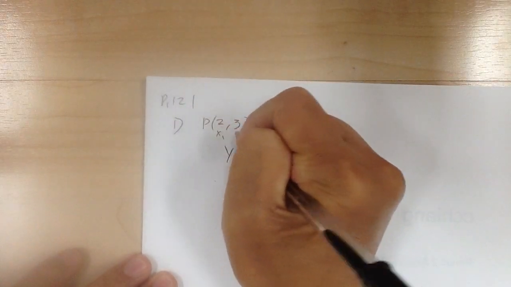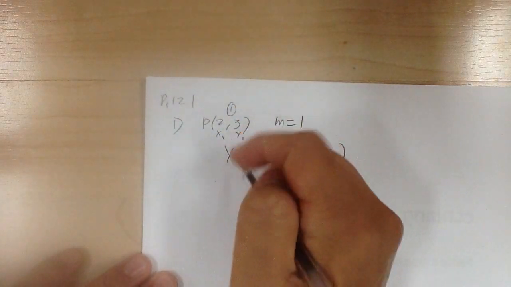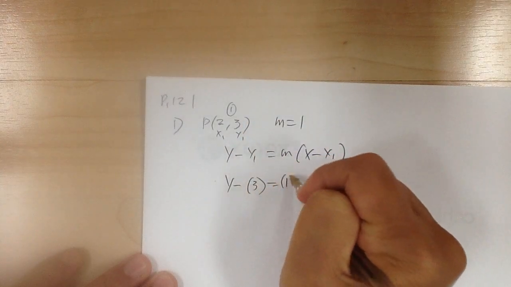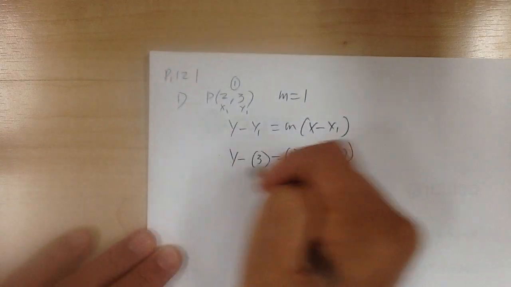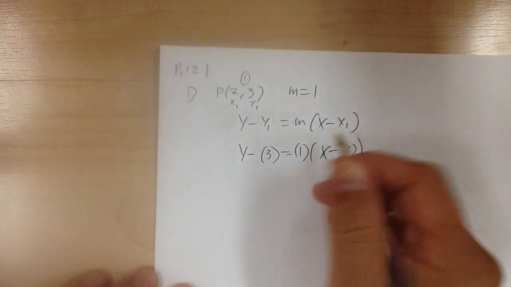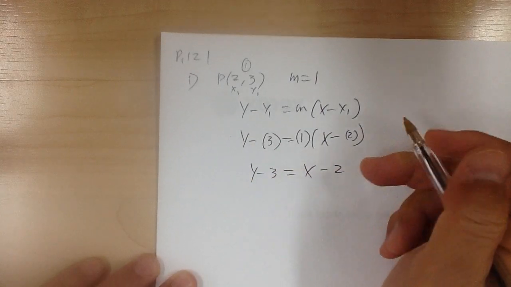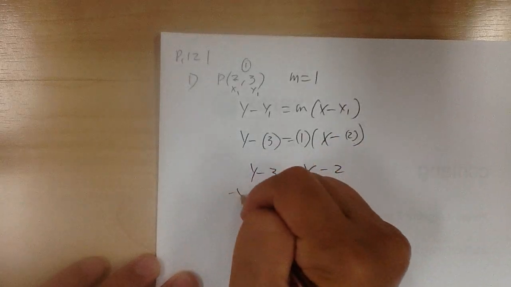So here's your x1, y1, because this is the point, so that's your x1, y1. So just substitute everything. So you got y minus y1, y1 is 3, slope is 1, x minus x1, x1 is 2. Okay, then after you multiply out to get rid of all the parentheses, you got y minus 3 equal to x minus 2. Now to put it in the standard form, you have to move all the variables to the left-hand side, so minus x on both sides.